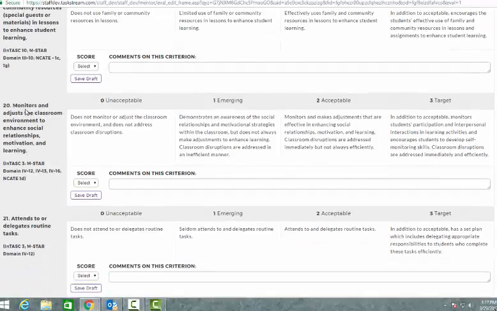Monitors and adjusts the classroom environment. This is where many student teachers are having trouble, especially towards the end of the semester. And the reason is they've let their guard down during the semester. They haven't put some of the rules they were supposed to put. Like they've allowed students to stand up at the end of class, and when the bell rings, they can just run out. Or they allow students to be on their cell phone or to eat in class.